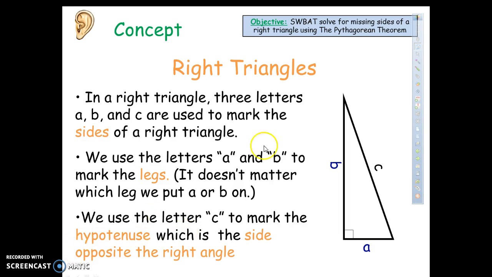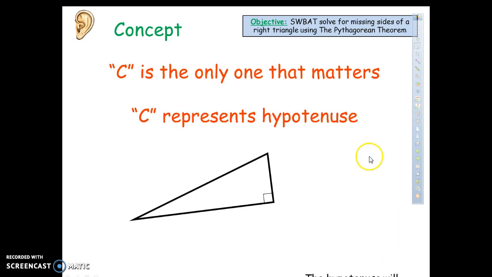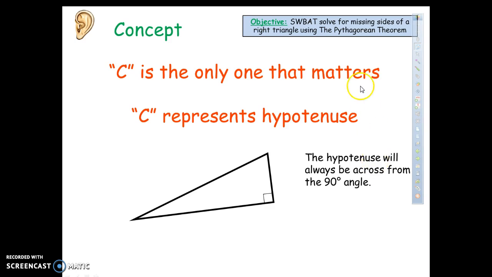Okay, so when I apply the markings of A, B, and C to my triangles in our right triangle application problems, the side that's the hypotenuse must be C. A and B, you can go ahead and switch. So C is the only one that matters, and it's always across from the right angle. So looking at this, here's my right angle, side directly across, this is my hypotenuse.